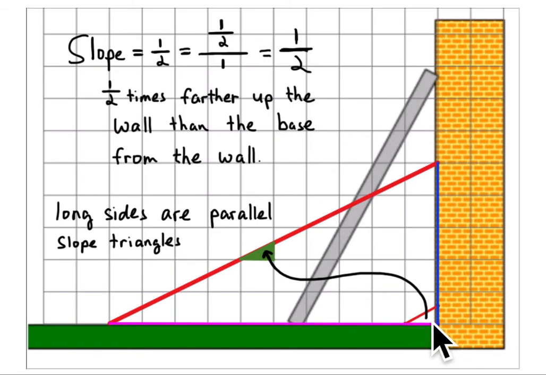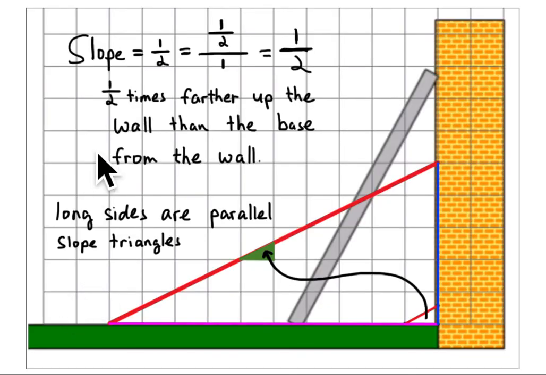And again, we're going to move this triangle. I'm going to move it over here and show you that I could put the long side of the triangles on the same line. And we're going to call these slope triangles. All right, so that's the key point, that these lines are parallel. So when you have equal slopes, the long side is going to be parallel within the grid when you line them up.